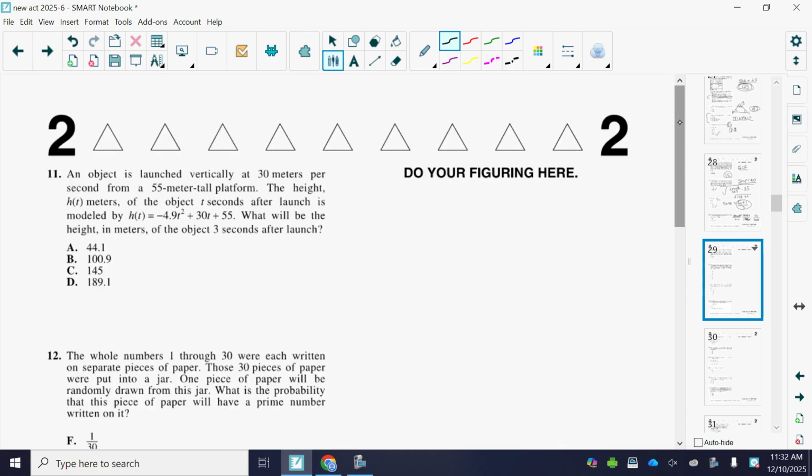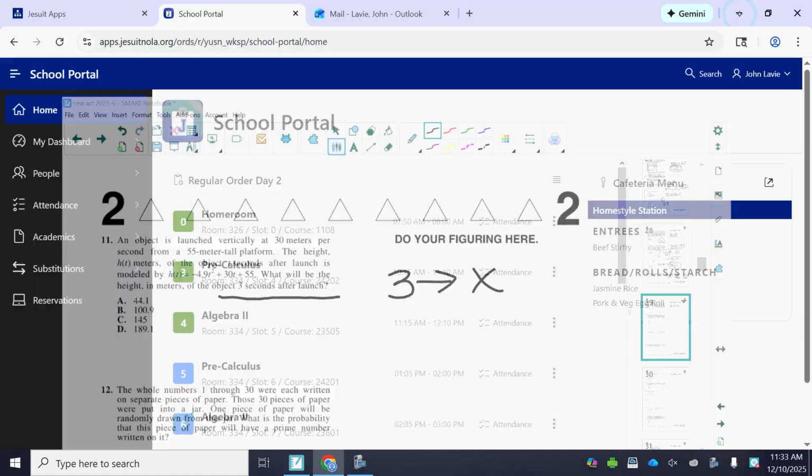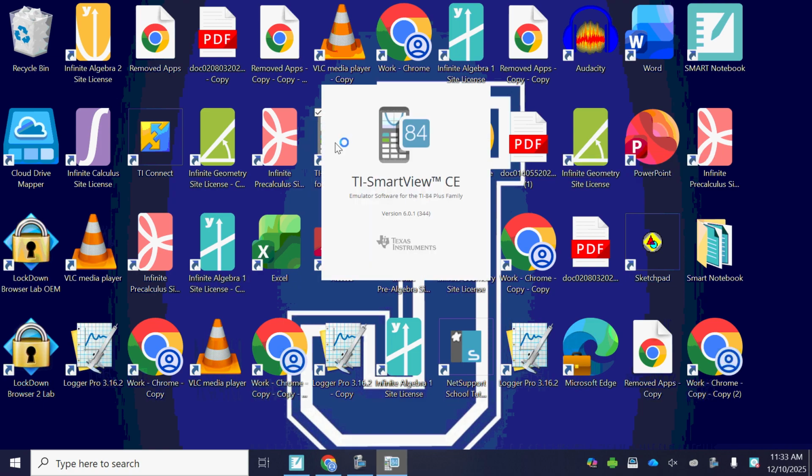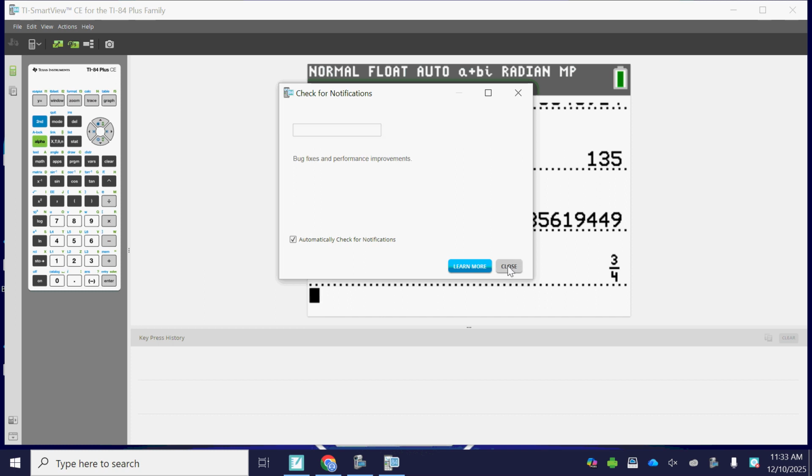Having fun yet? This one is a plug-in. You're asked to plug in 3 seconds after launch. So take out your calculator and go 3 STO X. STO is right above the on button. Oh, I can do this one. I don't even need the programs. I would be showing you the programs, but I have been unable to load them on here. You could store any number as a variable on the calculator. I showed you this before.